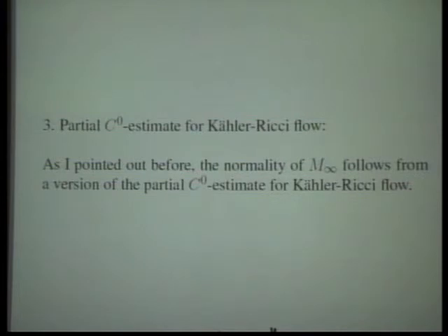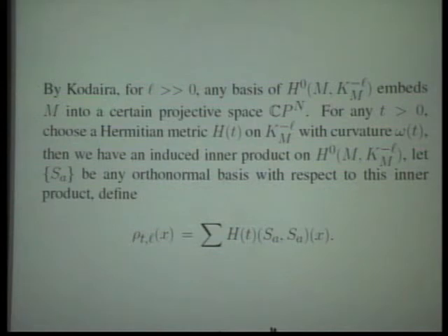As I said a long while ago, this follows from the so-called partial C^0 estimate, and we need to adapt that. The partial C^0 estimate was originally proposed for Kähler metrics with Ricci curvature bounded from below by some positive constant, and was established for Kähler-Einstein metrics and conical Kähler-Einstein metrics. But we need a version of that for the Kähler-Ricci flow. Okay, and actually the extension is straightforward.